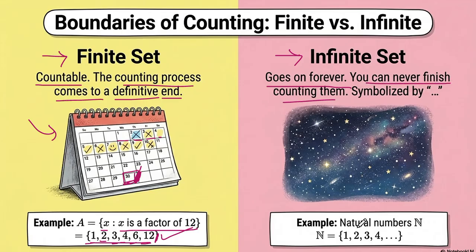For example, the set of natural numbers: is there any end? 1, 2, 3, 4, 5, 6. Can you tell me the last number of the natural numbers? No, it is continuously going on forever. So this is an example of an infinite set. We write an infinite set like this, with dot dot dot, because there is no end here. And a finite set will always end at some point.